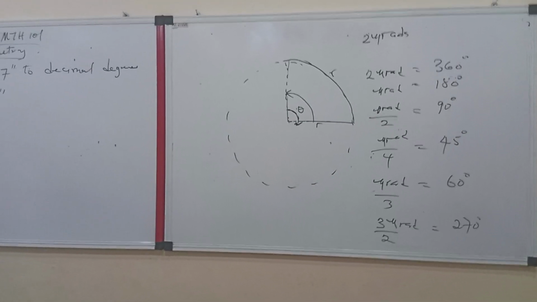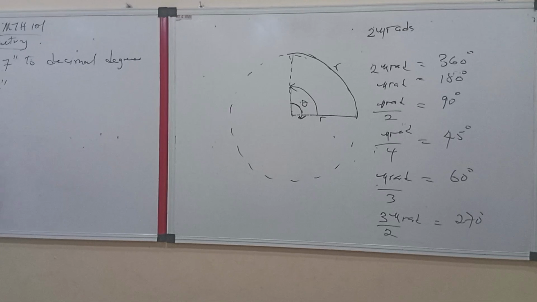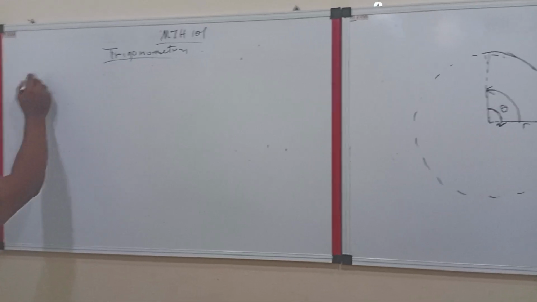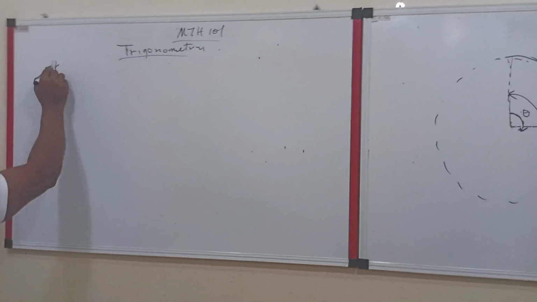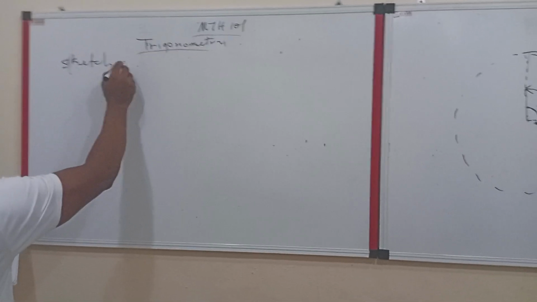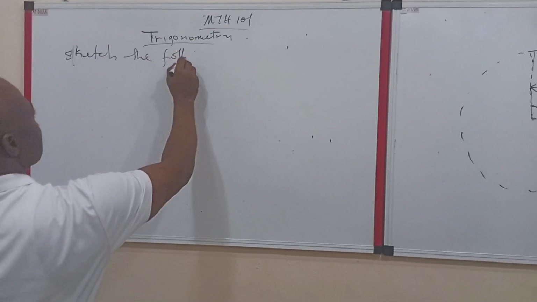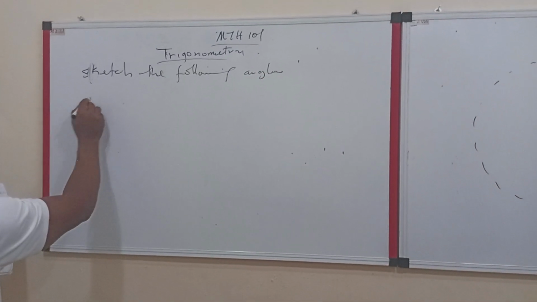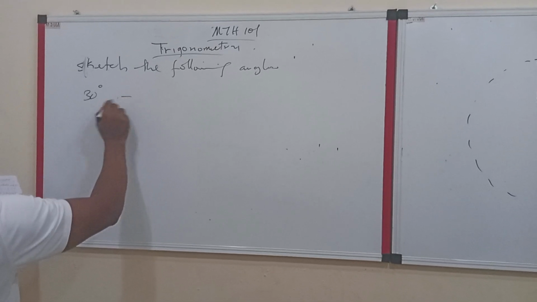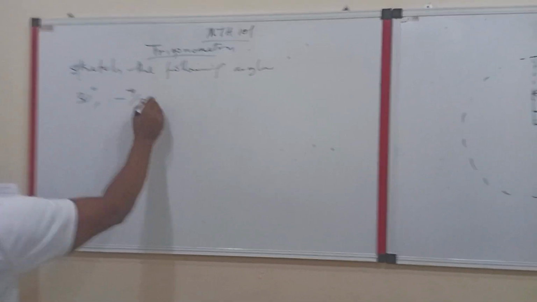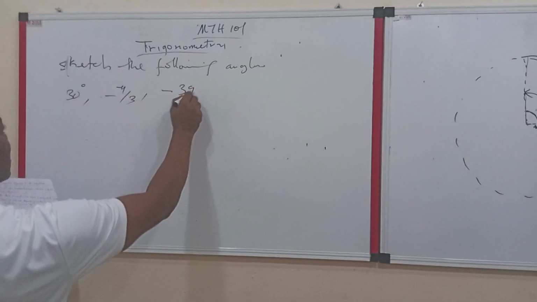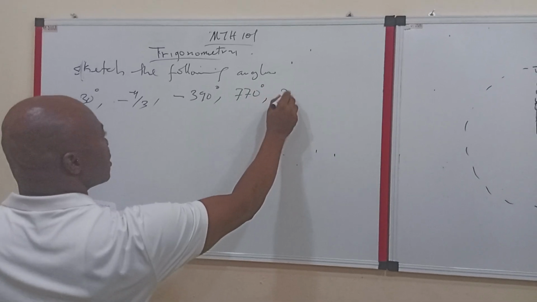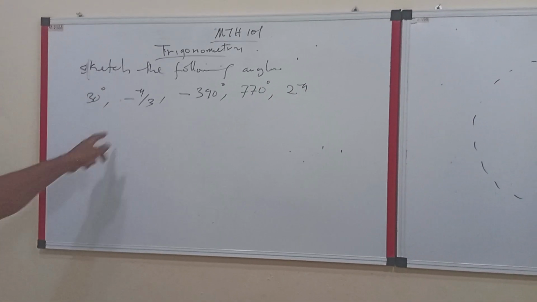Now, if that's true, then let's sketch the following angles: 30 degrees, minus pi all over 3, minus 390 degrees, and 770 degrees, to pi. We can sketch these ones.